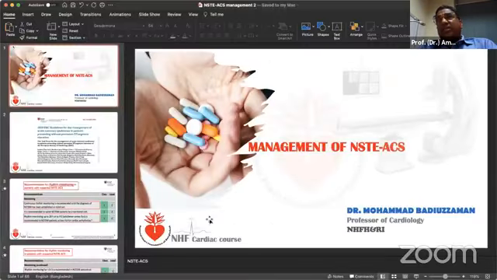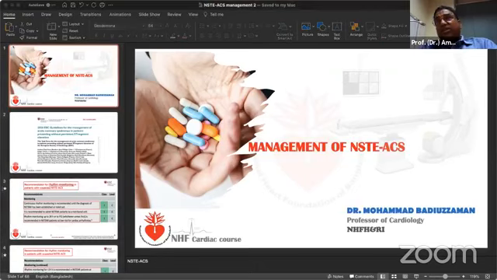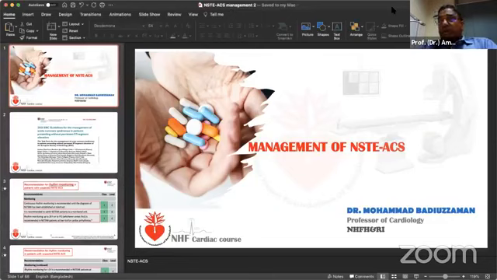And now the nomenclature also has some change: NSTE-ACS and non-NSTE-ACS. Before, NSTE-ACS included non-STEMI and unstable angina. But nowadays they are divided cleanly into NSTE-ACS and non-NSTE-ACS, and it is also addressed that in non-NSTE-ACS the mortality and morbidity are equal to or sometimes more than in ST elevation ACS.